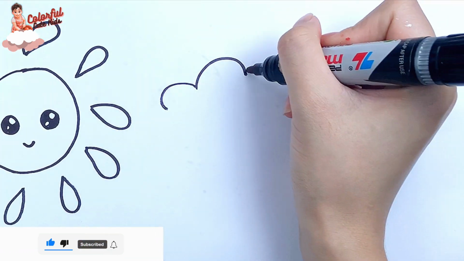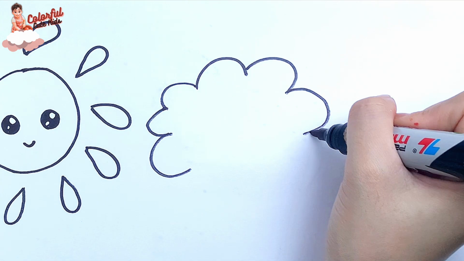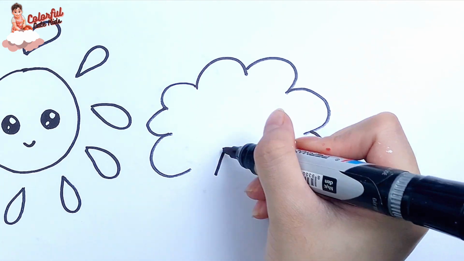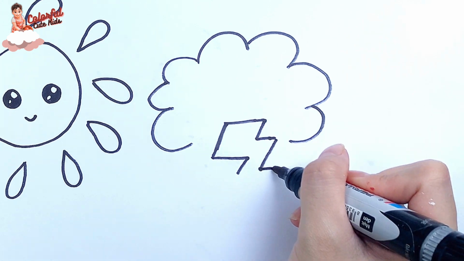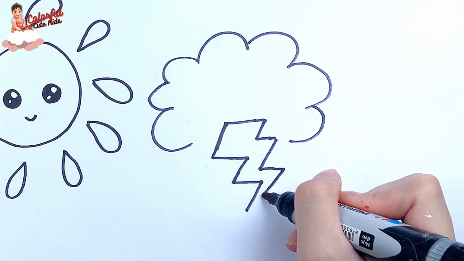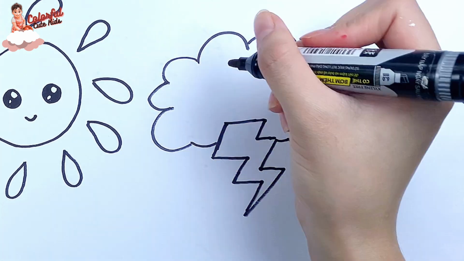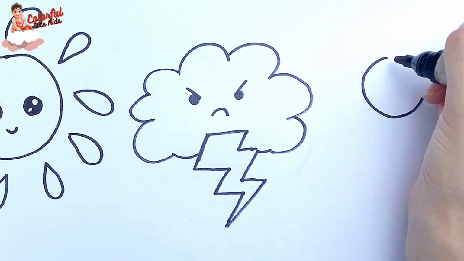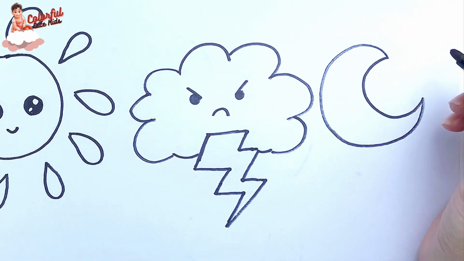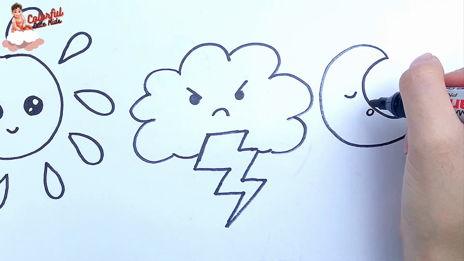Next to it, I draw a thunder icon, starting with a cloud. Then I draw lightning. The thunder icon has an angry face like this. Next to it, I draw a night sky icon with a crescent moon and stars.